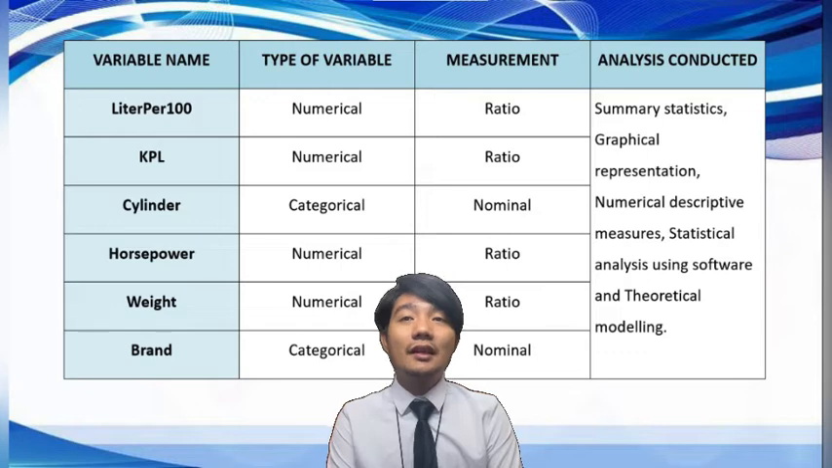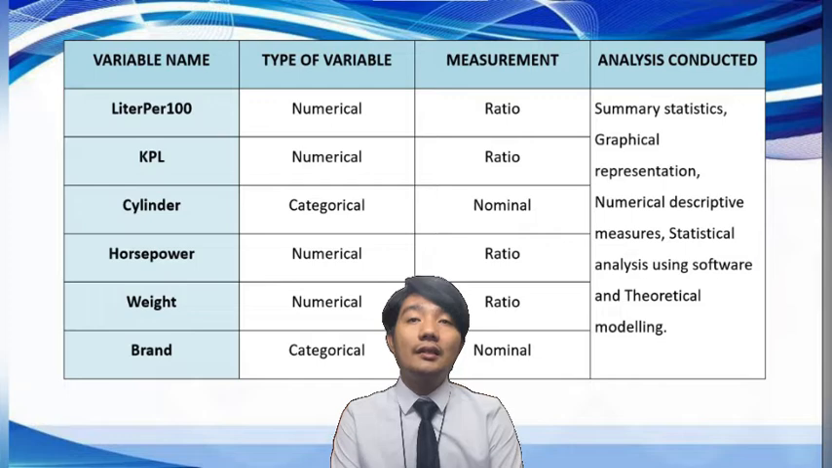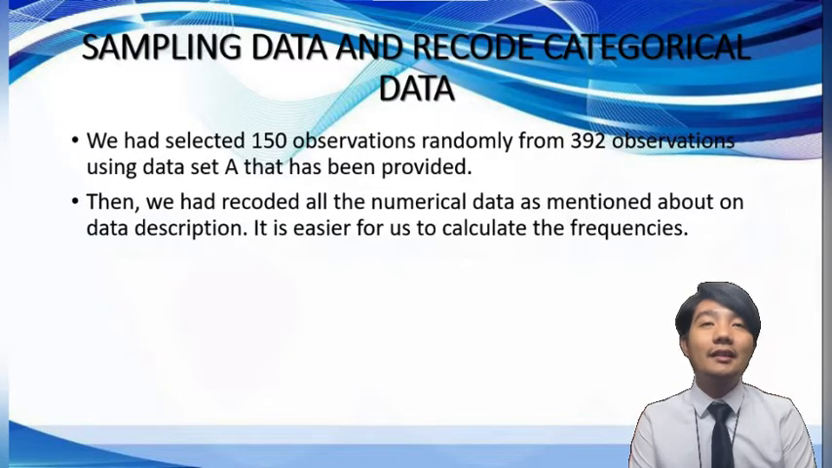As you can see in my slide, there are 6 variables. The type of variable for liter per 100, kpl, horsepower and weight is numerical and the measurement is ratio. For cylinder and brand, the variable type is categorical and the measurement is nominal. For sampling data and recording categorical data, we selected 150 observations randomly from 392 observations using the data set A that has been provided. Then we recorded all the numerical data as mentioned in the data description. It is easier for us to calculate the frequency.